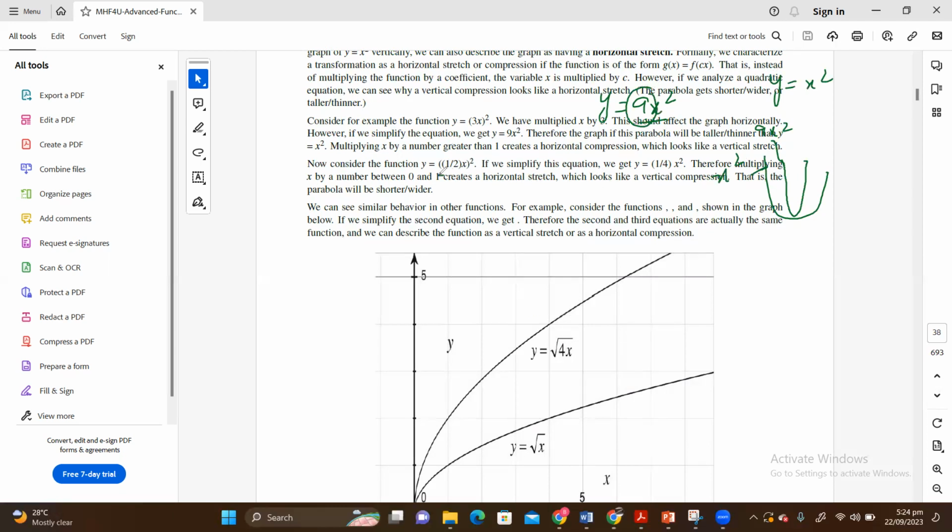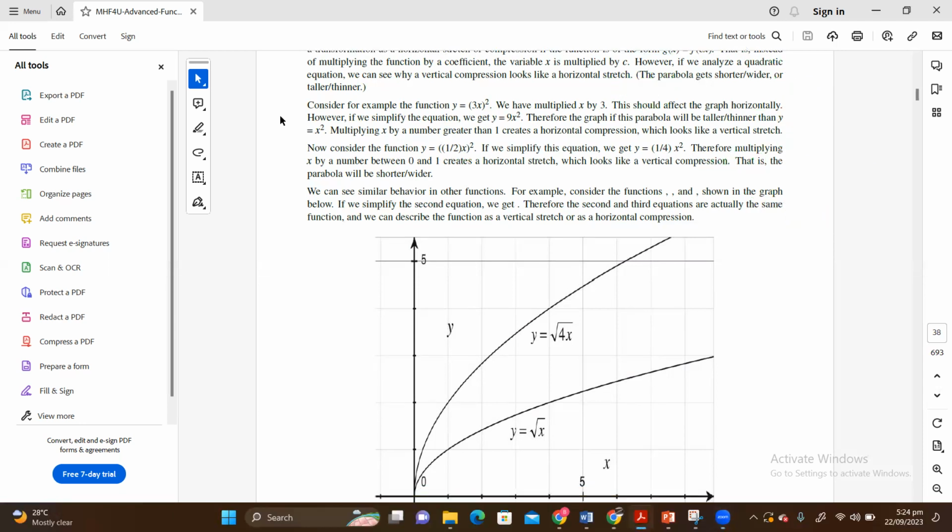Now, next example, 1 by 2x squared. If we simplify the equation, 1 by 4x squared, multiplying by a number between 0 and 1 horizontally stretches the graph. So 1 by 4x squared will be like this. I think you are getting my point.